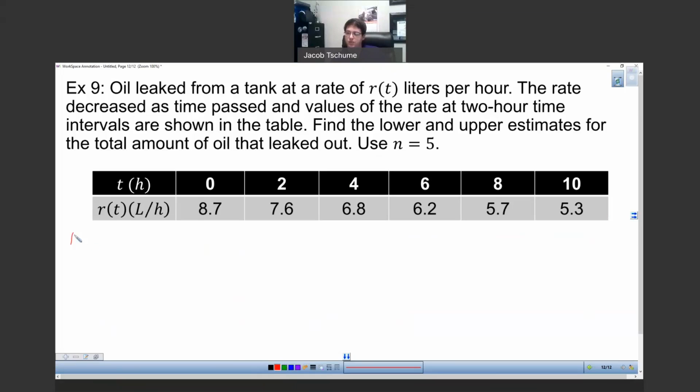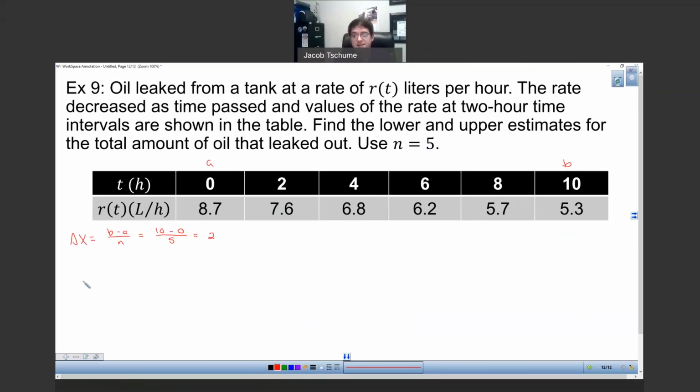So in this case, when we go to calculate delta X, they measured this from the 0 hour and the 10th hour. So when we do our B minus A over N, this would be 10 minus 0 over 5, because they want us to use 5 rectangles here. That's going to give us a delta X value of 2.